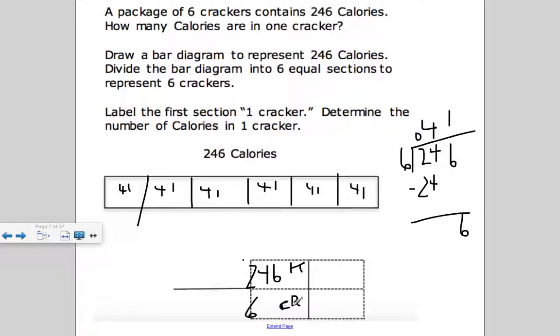So 246 calories for 6 crackers. I want to find the number of calories for 1 cracker, per cracker, for each cracker. That's called a unit rate. I'm breaking it into 1 unit. So to break it down from 6 crackers to 1 cracker, I need to divide the numerator and denominator by 6. So I already did it up here. 246 divided by 6 is 41 calories for 1 cracker. 41 calories per cracker, for each cracker.